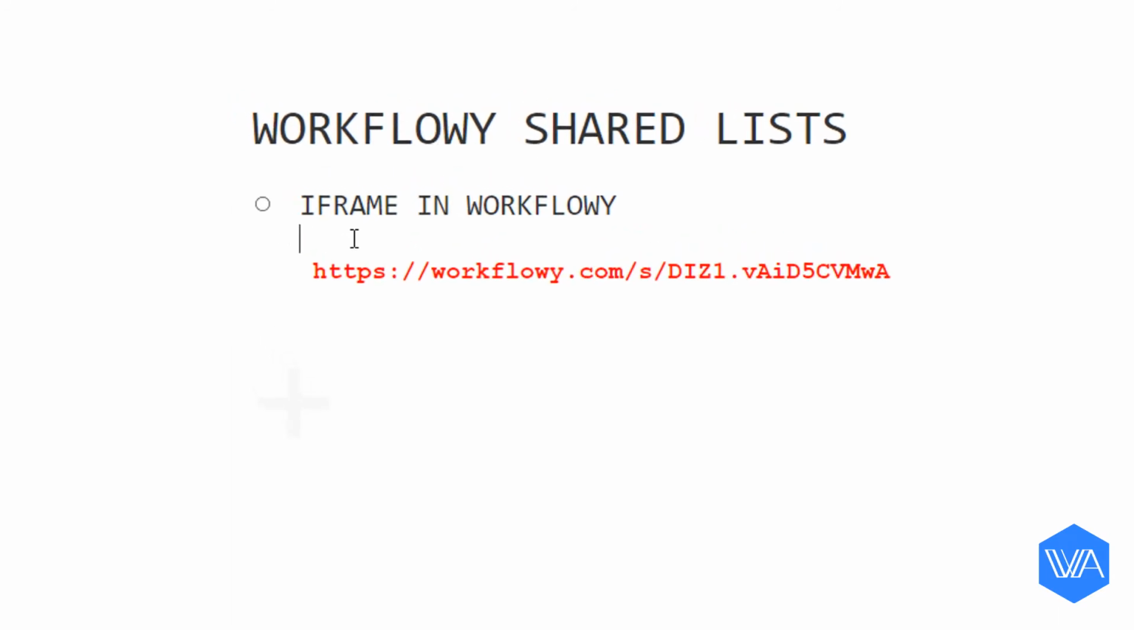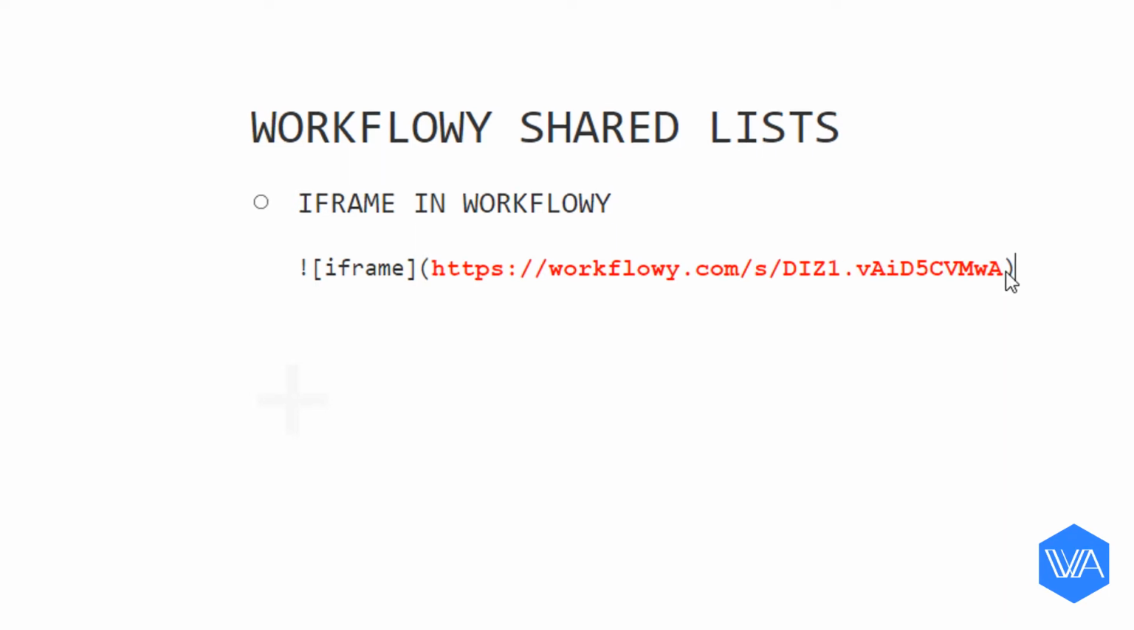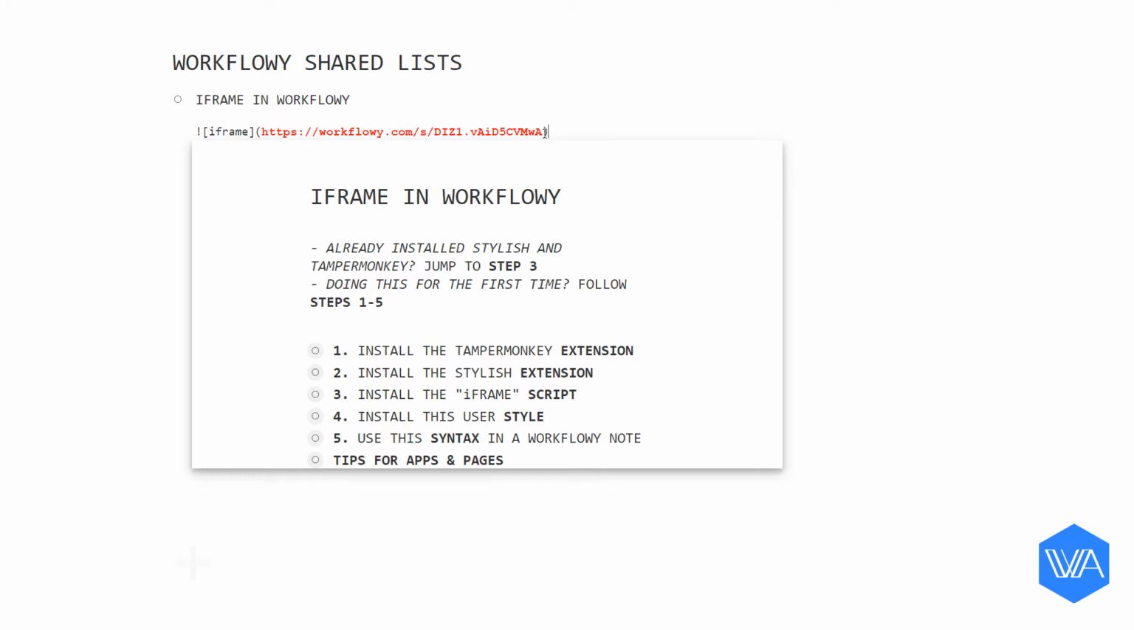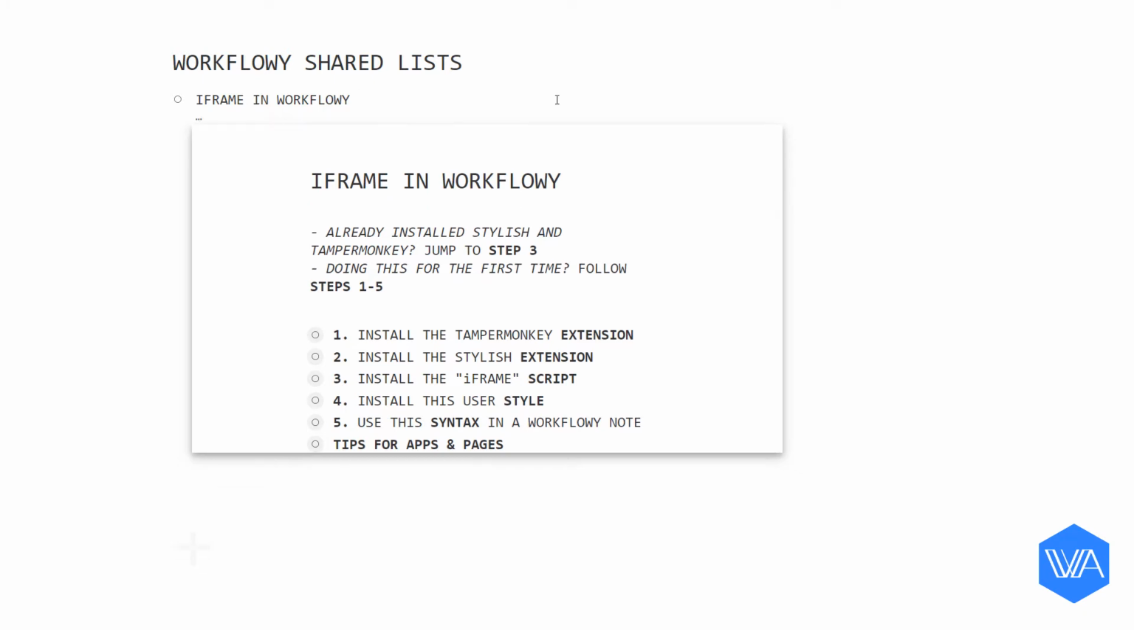Now for this last example, I'm going to embed a shared Workflowy list within my outline. If I click in this note, you'll see that I already have my link here. So let's format this right. First, we need an exclamation mark, our square brackets with iFrame, and we're going to wrap this link in round brackets. And there's my shared list.